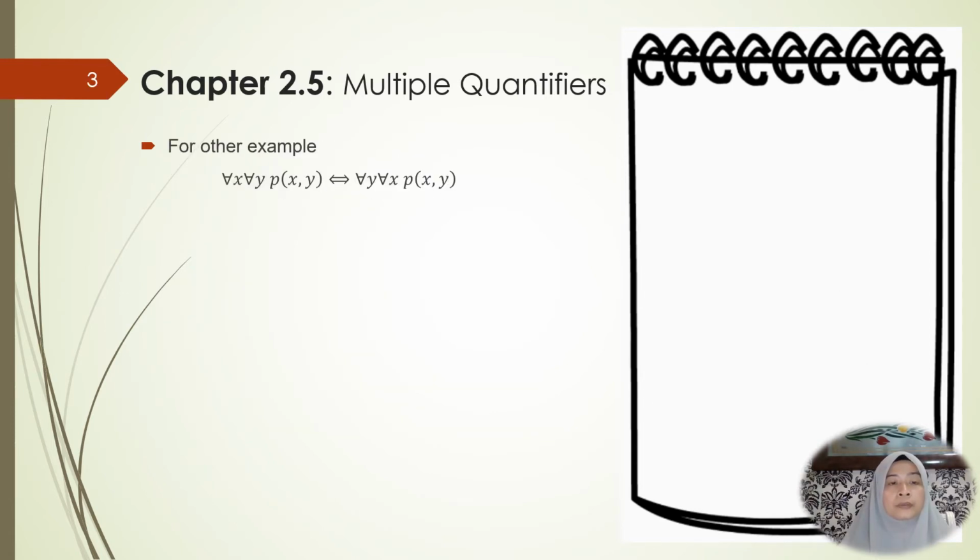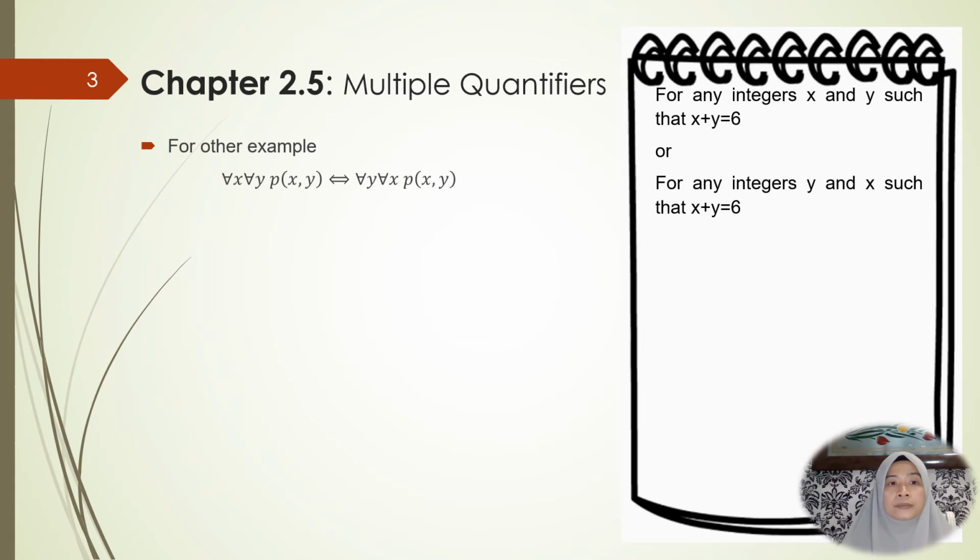Now we look at when we're dealing with universal quantifiers for both x and y. So let's say we have for all x, for all y, P(x, y). It is logically equivalent to for all y, for all x, P(x, y). How to read that kind of statement? We can read it as for any integers x and y such that x plus y is equal to 6, or for any integers y and x, because y comes first, such that x plus y equals 6. We are able to determine the truth values of each of these statements.